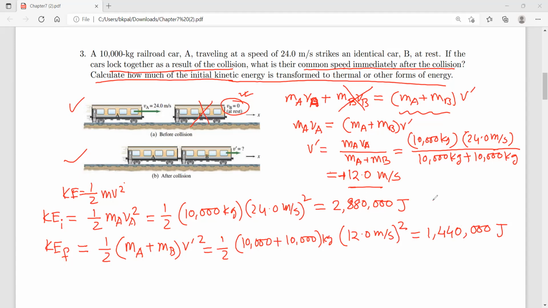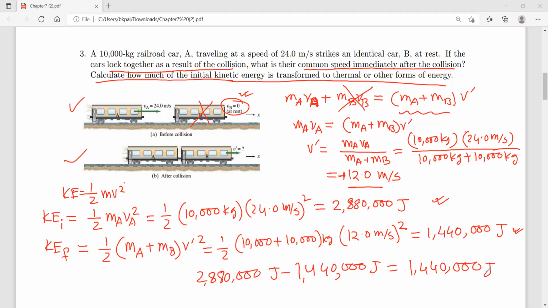So you see that this is bigger, right? This is lower. So how much is lost? How much is transformed to other forms of energy? That is this joule minus this joule. Okay, so it is basically this much joule. So this much kinetic energy is transformed to other forms of energy, basically thermal energy.